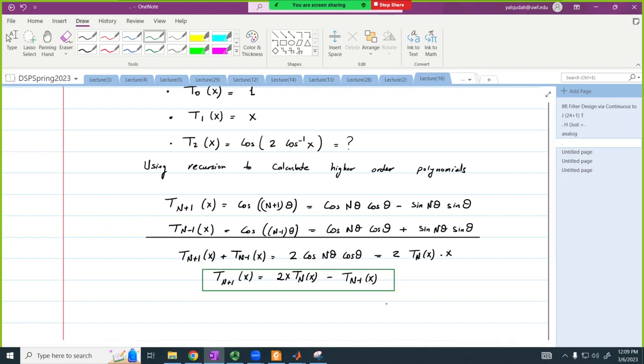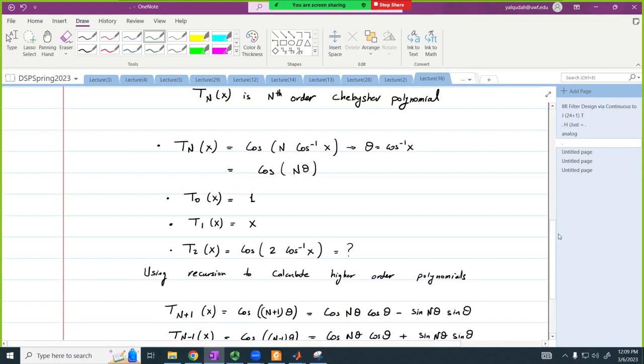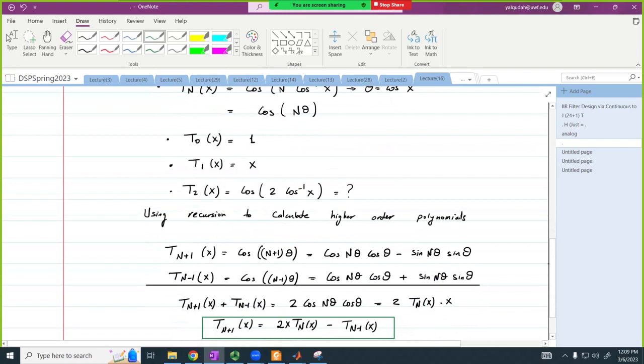Is that clear? Now we got this. Can you go back over how you got 2 Tn of x times x? Which line? It's the second line from the bottom. This one? Tn minus 1? No, that one. Yeah, that one. I added these together. These are going to cancel each other. Right. So I just... But how do you go from 2 cosine?